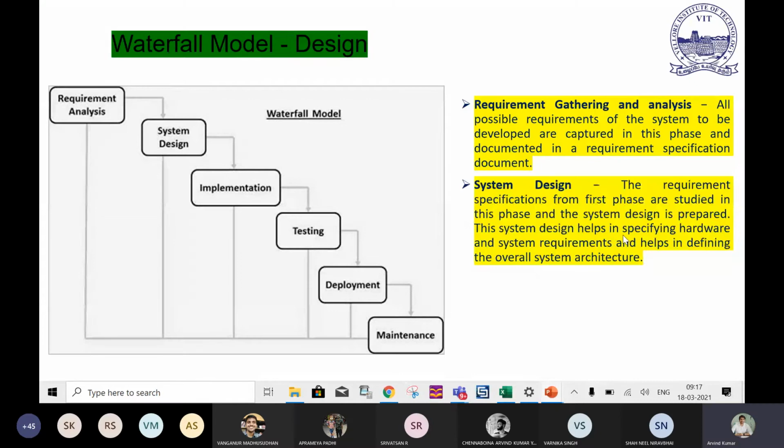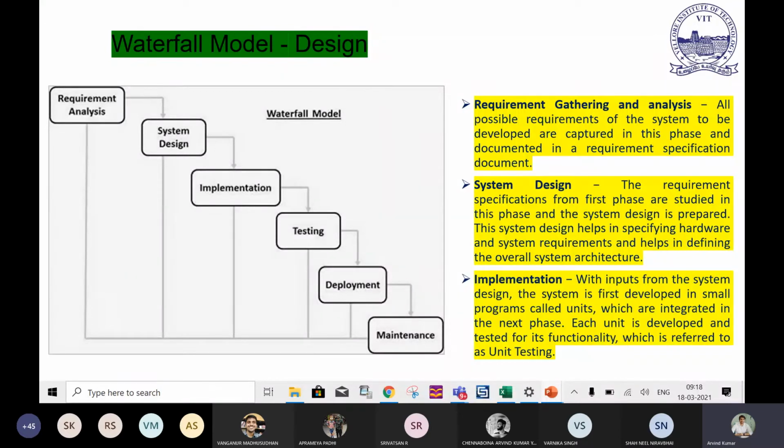System design: the requirement specifications from the first phase are studied in this phase, and the system design is prepared by some architect, not the same architect as people who build buildings, but in a similar way, some architect department is there. The system design helps in specifying the hardware and system requirements and in defining the overall system architecture. Finally, the implementation: the developers' work starts here with the input from the system design.